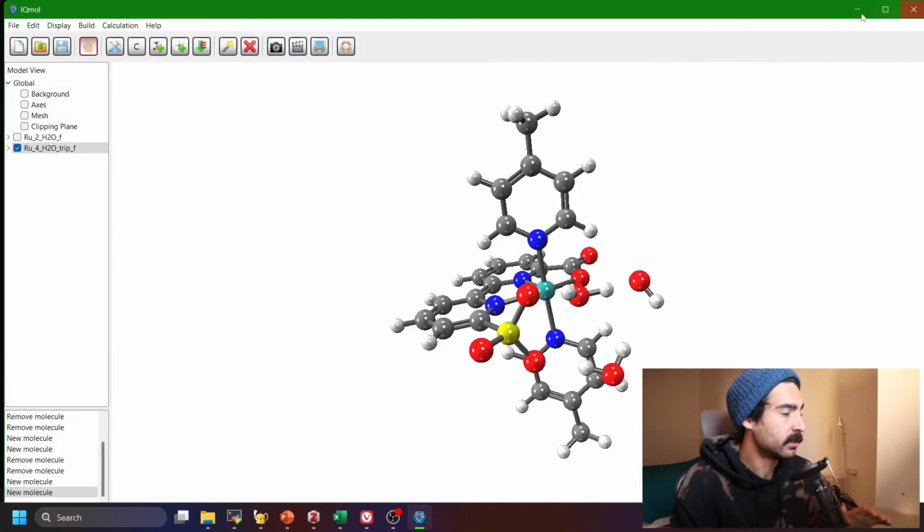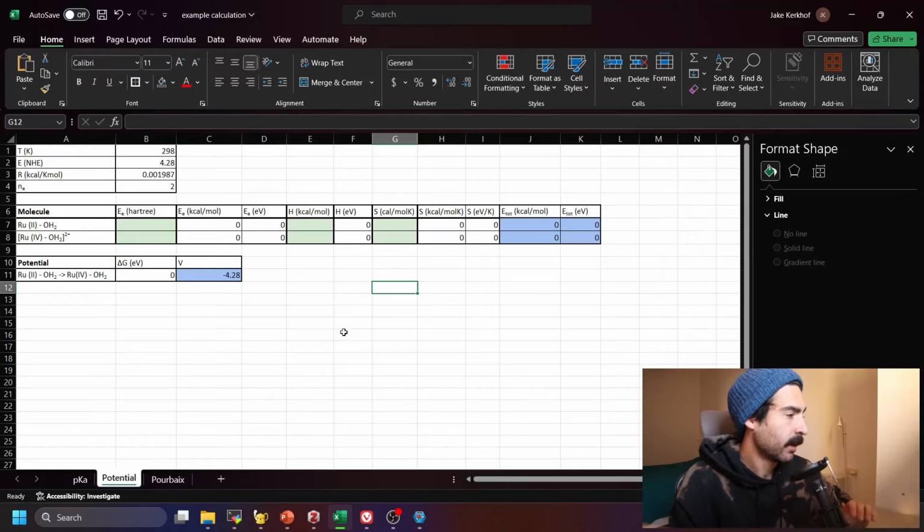And once these calculations are done, we'll again have the enthalpy, entropy, and electronic energy, and we'll be able to calculate the oxidation potential. So again, I have a spreadsheet set up to perform this calculation pretty easily. In this one, we'll need to make sure we know the number of electrons transferred. So going from ruthenium-2 to ruthenium-4 is a 2 electron transfer.